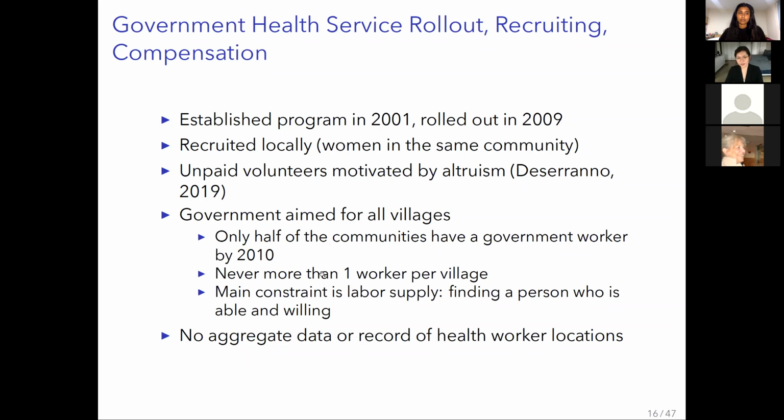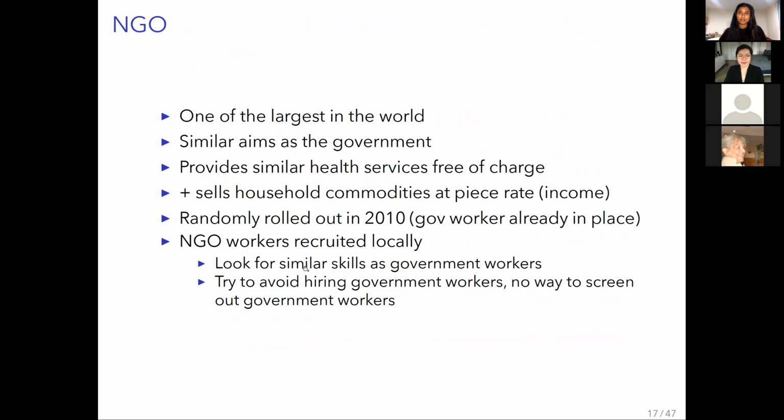Something that's very important to note: the government did not have the capacity to keep a record of where the health workers are. Local offices know where the local workers are, but there's no aggregate data. If you ask the Ugandan government, can you tell me where all of the government health workers are, they'll just say no, we don't have data on that. And that's important to keep in mind for our 20-minute discussion, where I'm sure you will want to talk about policy implications.